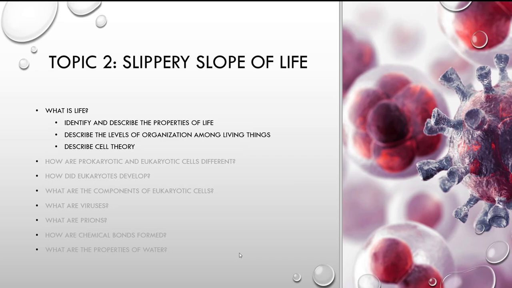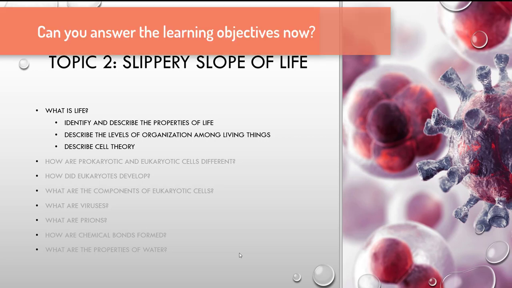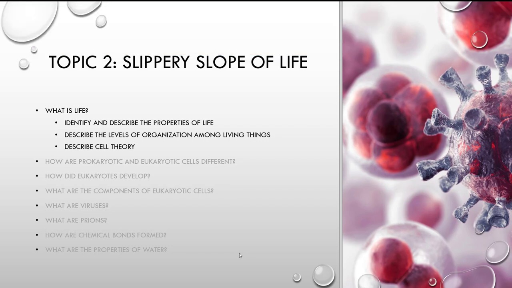All right, so we're done with our first part of topic 2. You should be able to write down from memory, hopefully, the 8 properties of life and be able to describe them. You should be able to describe the levels of organization among living things. So be able to describe going from a cell, the smallest unit of life, what cells are made of. So think of organelles, organelles are made of macromolecules.